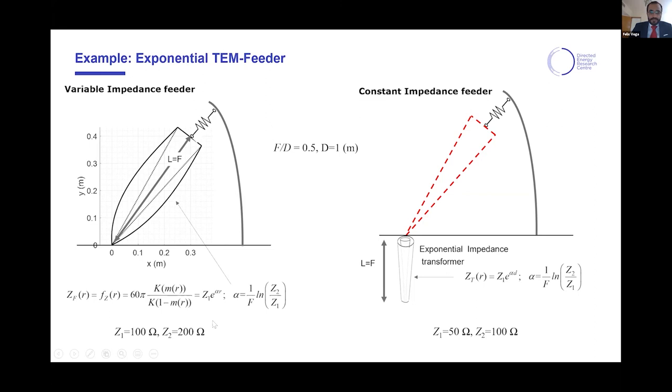On the other hand, if I do this with a constant impedance feeder, if I want to compare apples with apples, I will need the impedance transformer to be of the same length as the feeders here in order to be comparable. So my function is going to be the same, but the input impedance is going to be 50 ohms because I'm going to connect 50 ohms at this extreme, and at the end I'm going to connect 100 ohms. So notice that there are some similarities. The length is the same, and the ratio between the two impedances is the same. This is the key to why this works. In this example, the focal to diameter ratio is 0.5, and the diameter of the reflector is 1 meter. It's just an example.